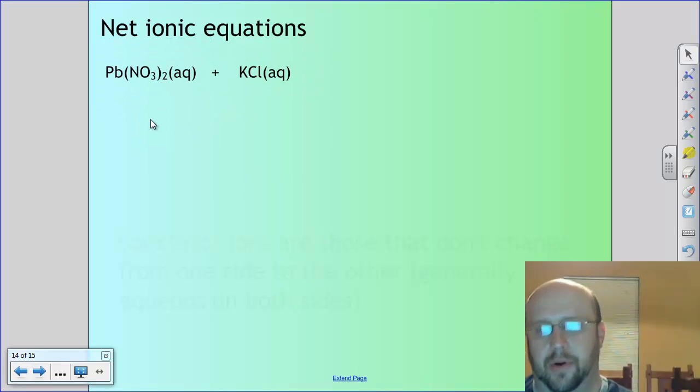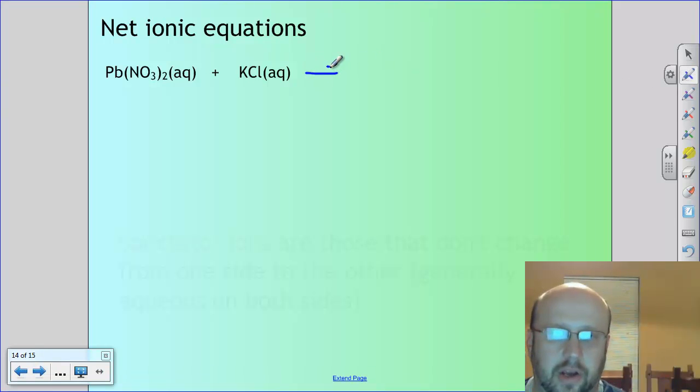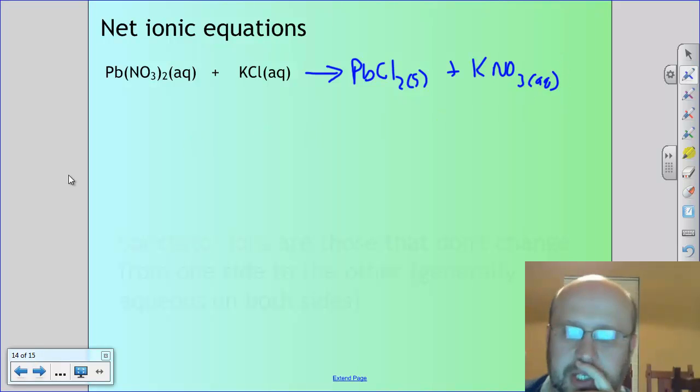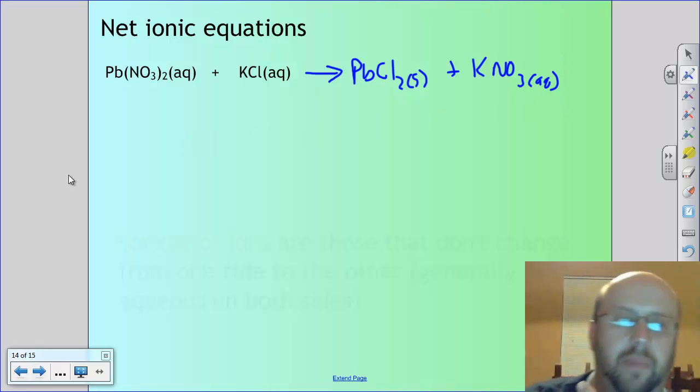So if you remember what our products were for this particular one, and you can go back and look in your notes if necessary. Our products here were lead chloride, as a solid, and potassium nitrate, and that was aqueous.